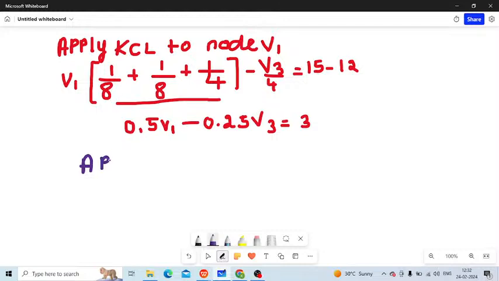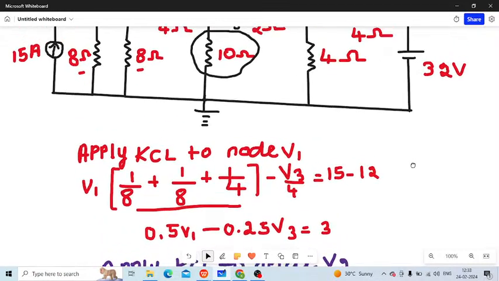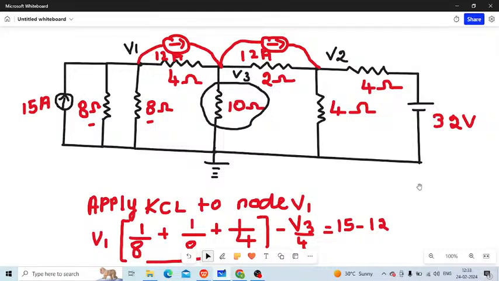Apply KCL to node V2. Now if you apply KCL to node V2, what are you going to get? Let me come to the diagram and tell you what you are going to get. Just a minute. I'm very sorry for the distraction.